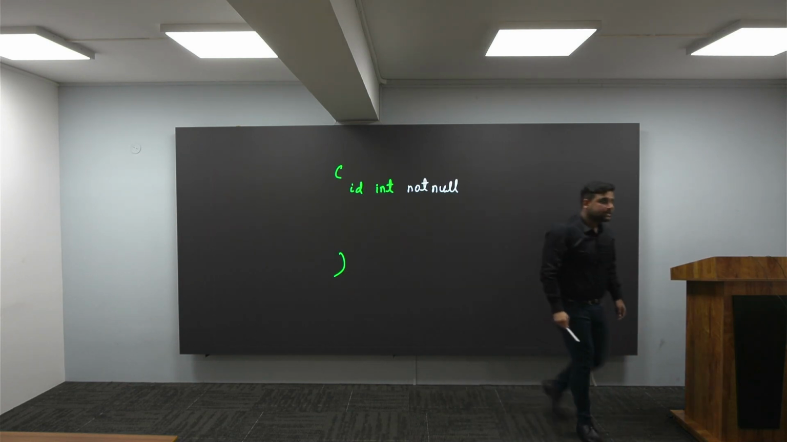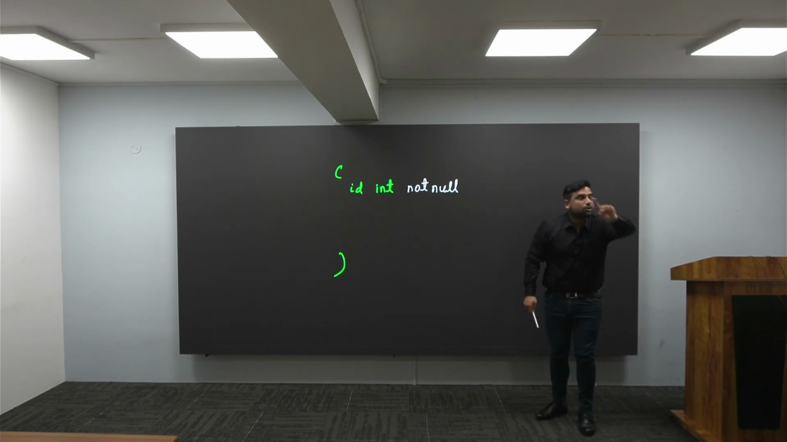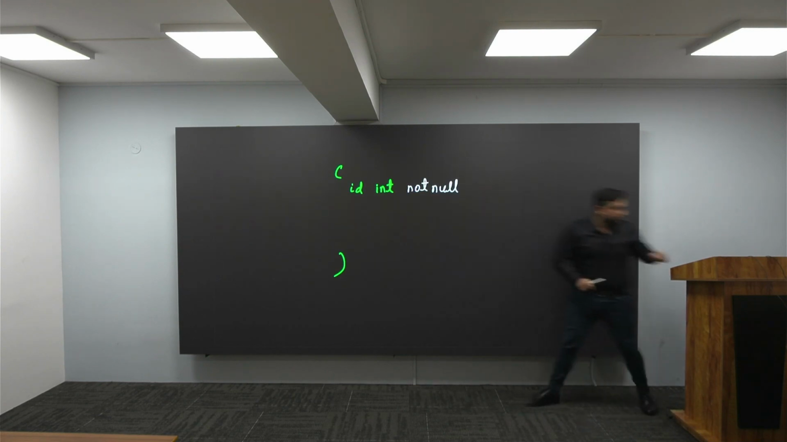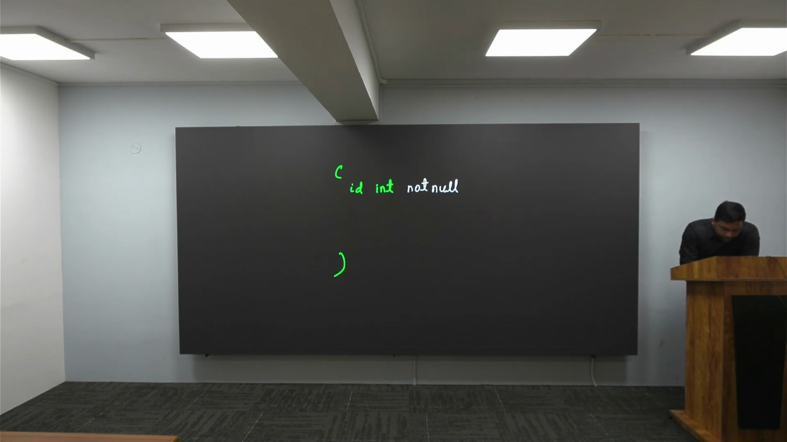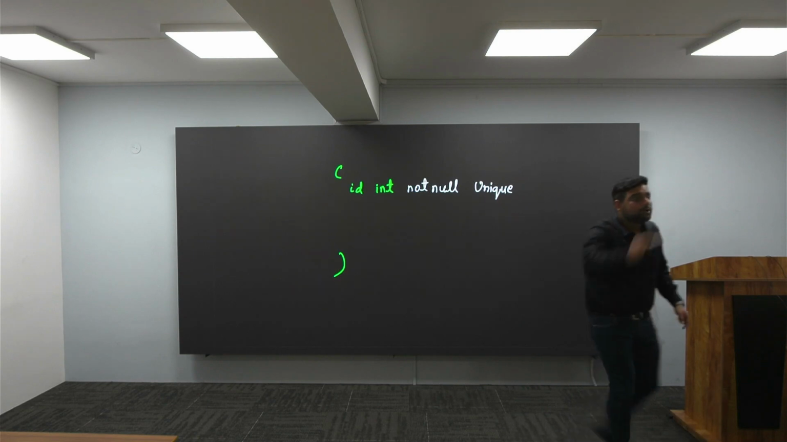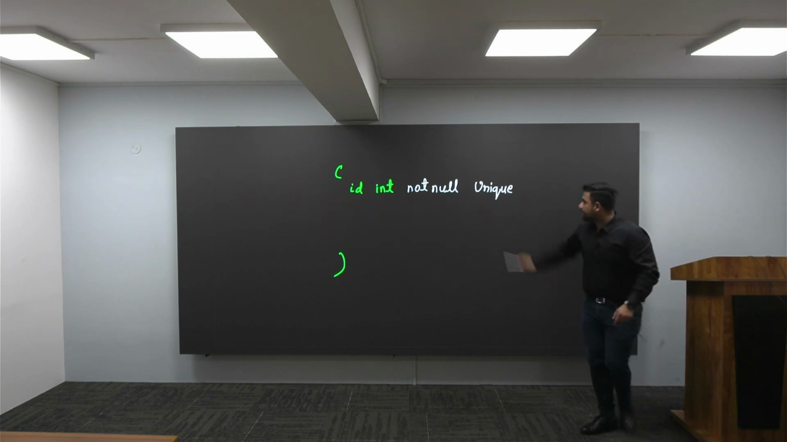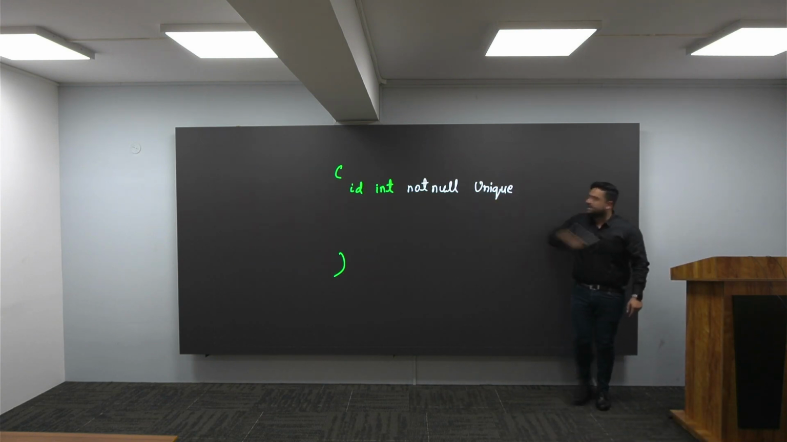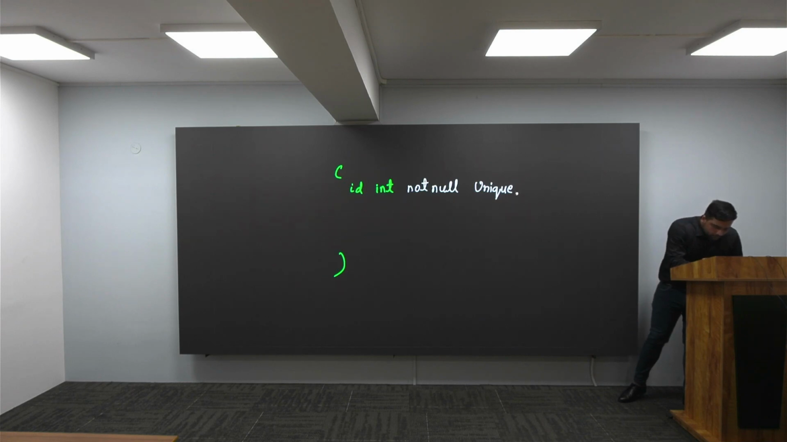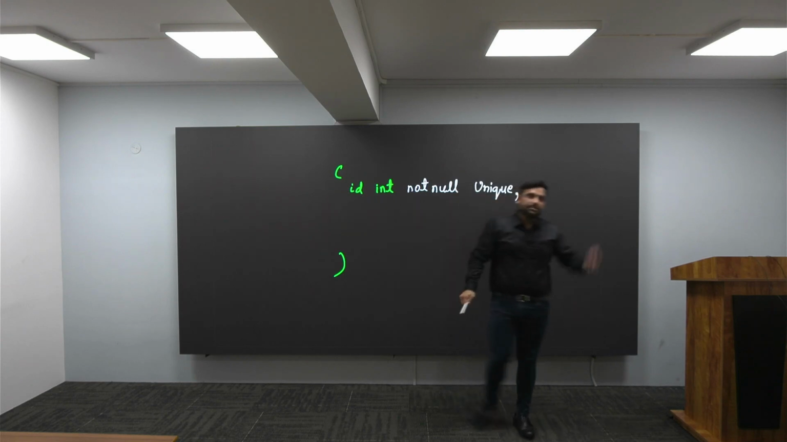But the main question will arise, sir, how can we put it over here? Should we put a comma here? No, you cannot put a comma. Just give one space, and you can put unique. And why can you not put a comma here? Because if you put a comma, then MySQL will understand you are giving one more column. Yes, we have to give one more column, but first we have to put this constraint. Here we can put a comma, like this. Did you understand? So for one column, we can have multiple constraints.